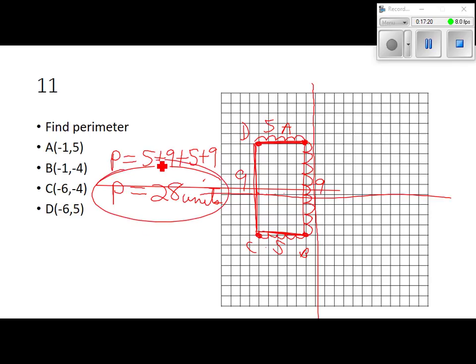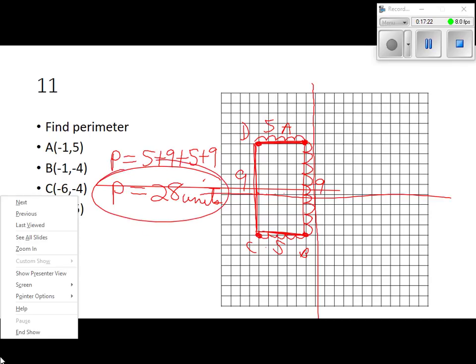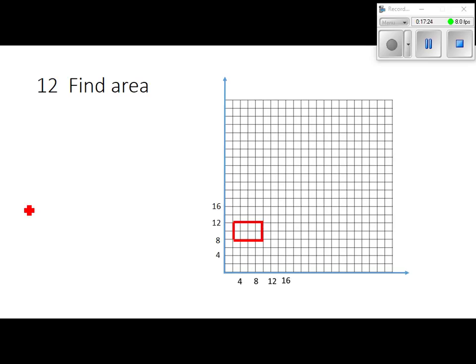Sorry about that. Number 12. Find the area. This one, you had to be careful on this one because it goes by twos. Doesn't go by ones, goes by twos.